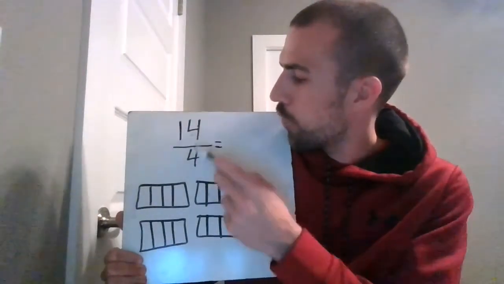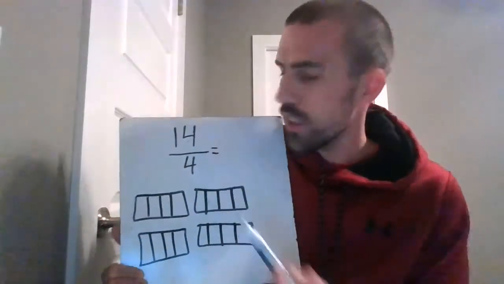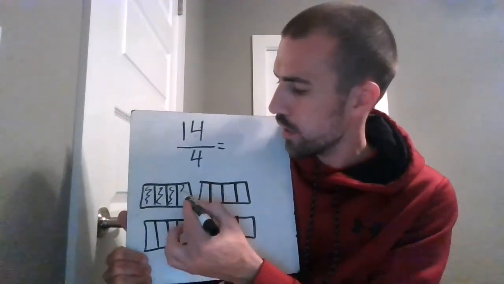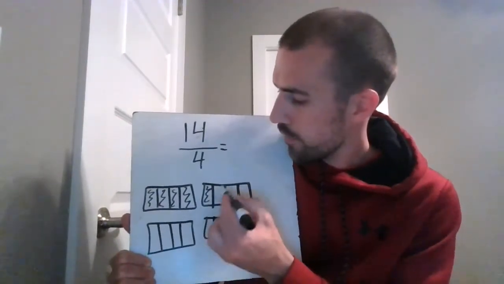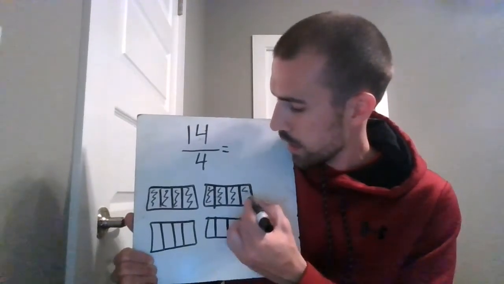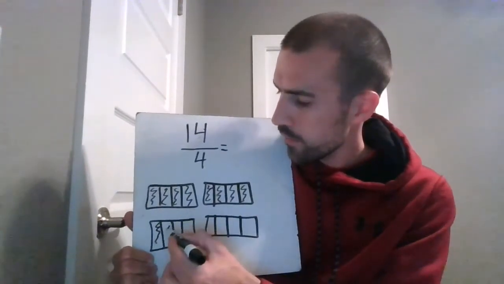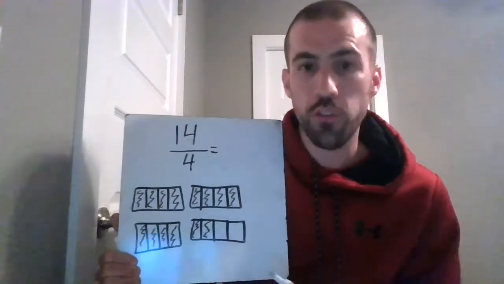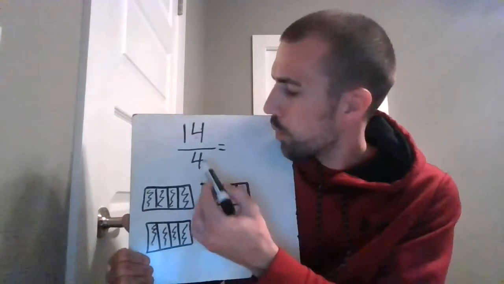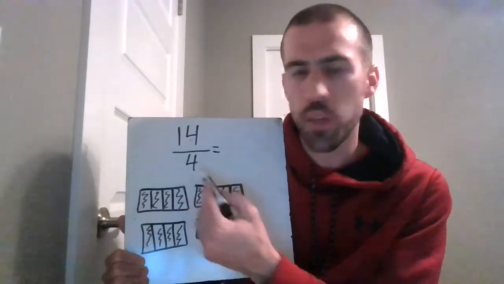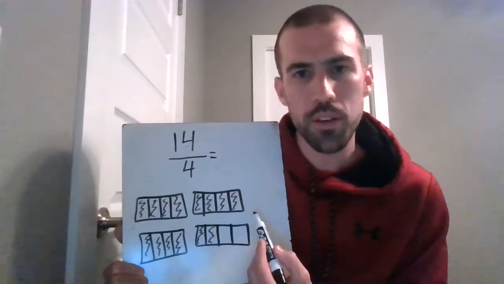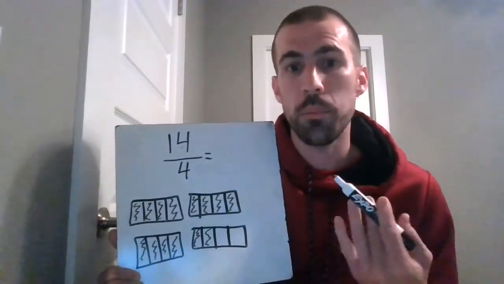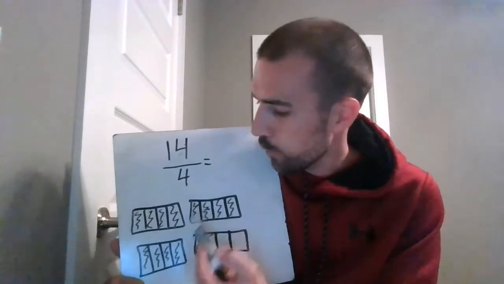So this is saying that we have 14 fourths. So we have 14 parts that we need to shade in. So 1, 2, 3, 4, 5, 6, 7, 8, 9, 10, 11, 12, 13, and 14. So now our denominator tells us how many parts we have. So we had 4 parts in each shape. And then we had 14 parts that needed to be shaded in. So we got our 14.